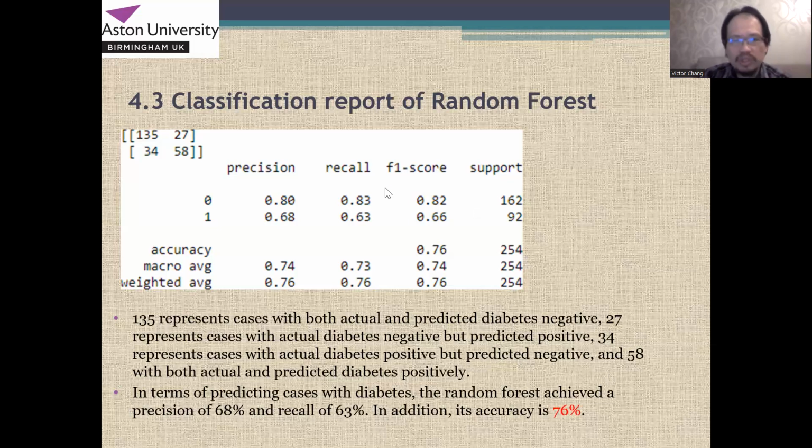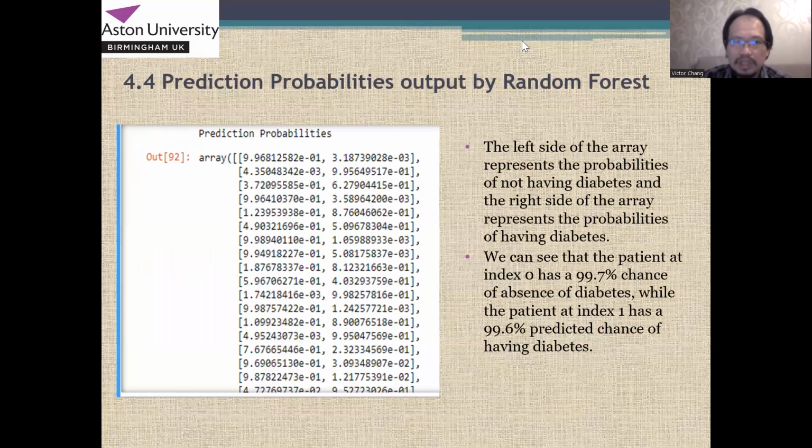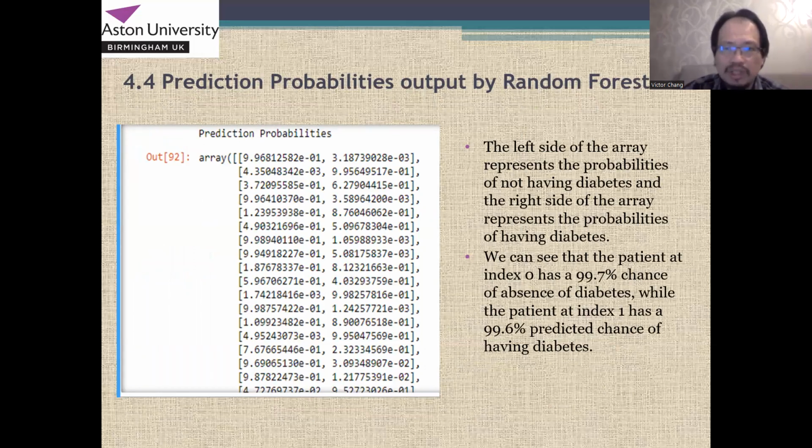So based on the results, we have a precision of 68%, recall of 63%, and accuracy of 76% in general. Then we have the prediction probability output by random forest. The left side is the array representing the probability of not having diabetes.